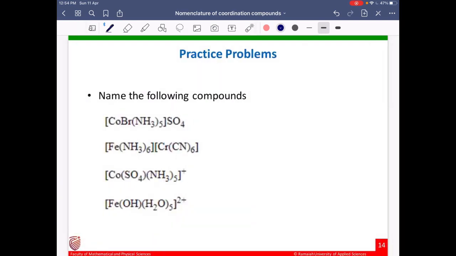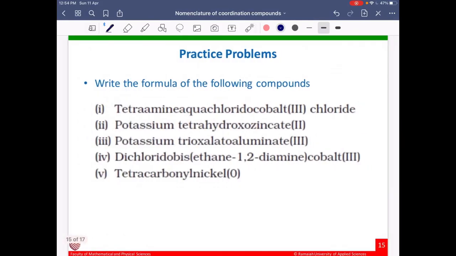Name the following compounds: [CoBr(NH3)5]SO4, [Fe(NH3)6], [Cr(CN)6], [CoSO4(NH3)5]+, [Fe(OH)(H2O)5]2+. So these formulas you should convert into the nomenclature. We have to find the name of this complex.